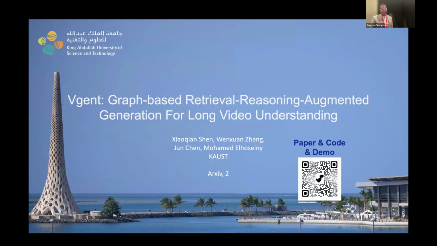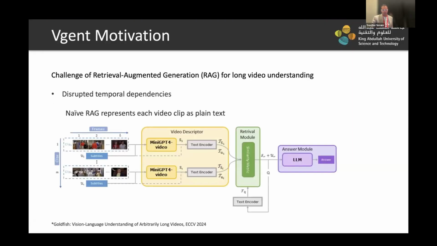refer to this last paper. It's called Vgent. Vgent is a paper that introduced structure into video LLMs.